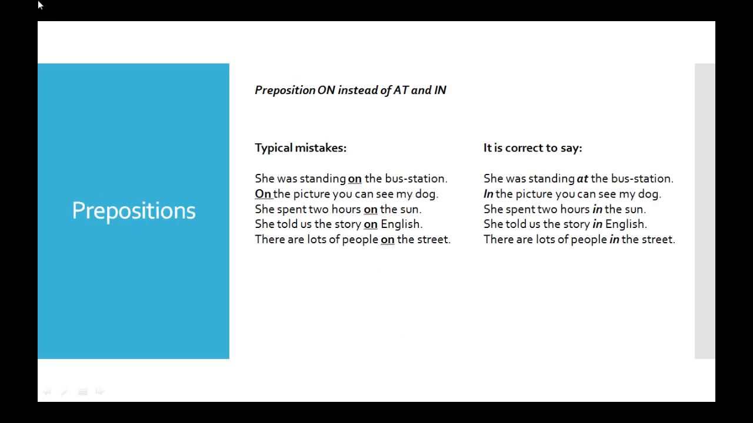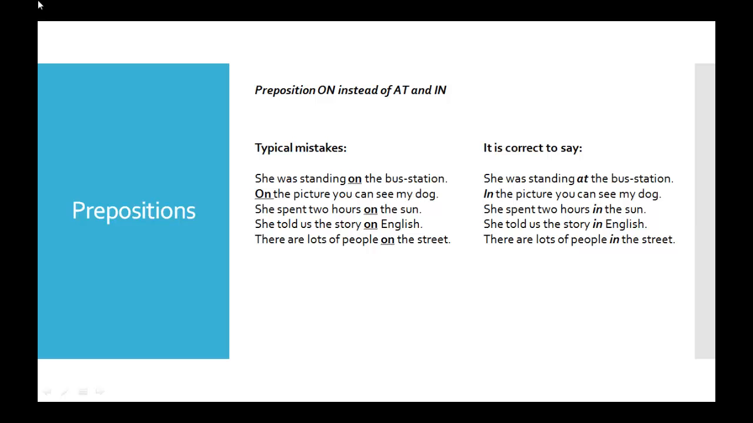Following are some typical mistakes made in the use of prepositions. These mistakes are usually made due to the literal translation of prepositions from our native language to English. Instead of saying she was standing on the bus station, it is correct to say she was standing at the bus station because this refers to the specific location.